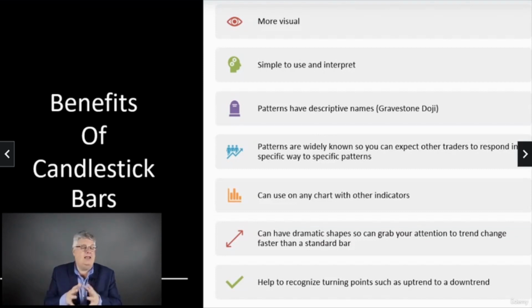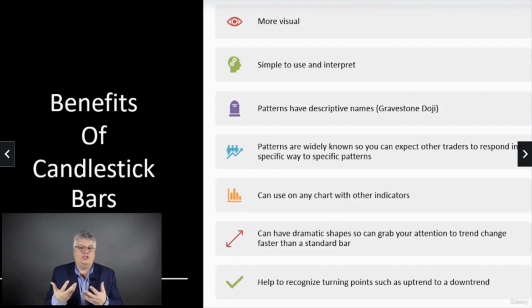And you can use candlesticks on any chart, and you can use them with other indicators, which is really powerful too. You can use a candlestick with other indicators like a moving average or other things that we'll learn in the course, and you use them to work together to give you more strength around your decision-making process. So candlesticks really help that way.